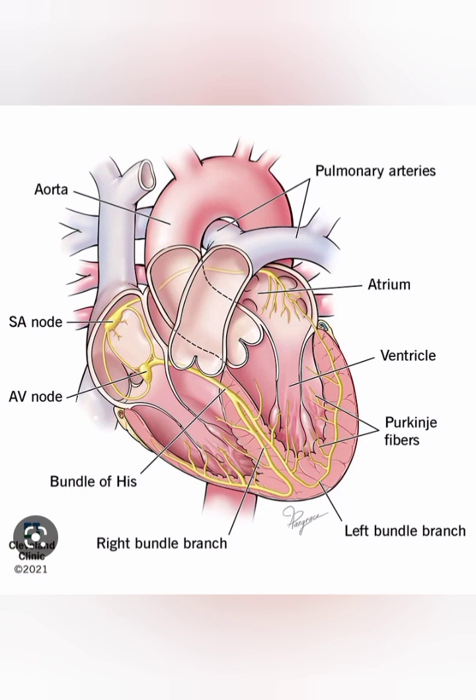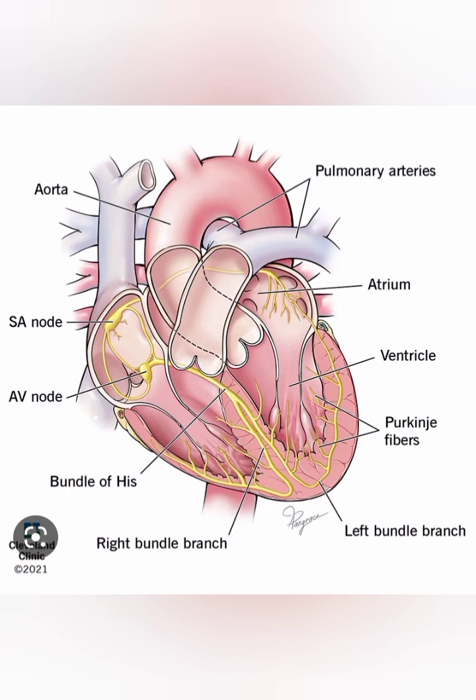Now we will discuss the conduction system of the heart. First one is the SA node. What is the SA node? The SA node is the sinoatrial node, located between the superior vena cava and the right atrium. It is the major pacemaker of the heart, and its function is to produce electrical impulses at a rate of 60 to 100 beats per minute.